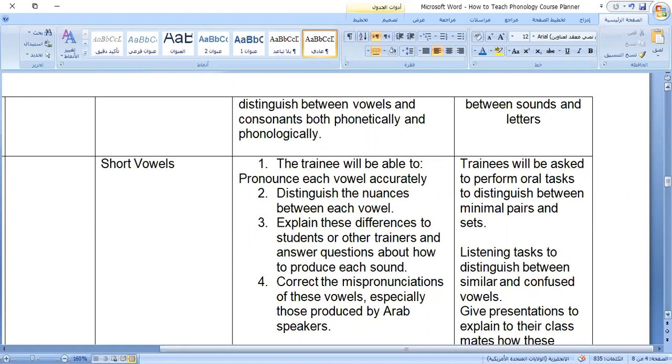The trainee will be able to pronounce each vowel accurately. I'm not going to teach you, all of you, okay?